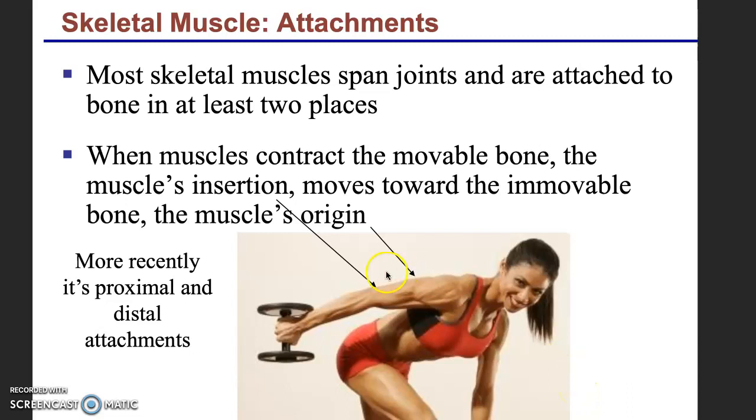Skeletal muscle attachments. There are two main words that you need to know, which are origin and insertion. Origin is where the muscle tendon attaches to the bone that isn't being moved. And then the tendon is attached to the bone, and the bone that moves is the insertion. So as you can see from this picture.